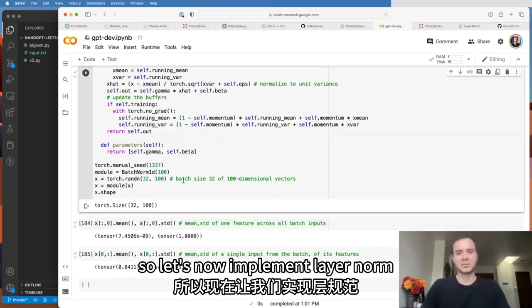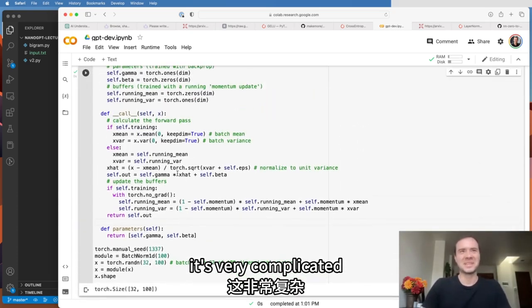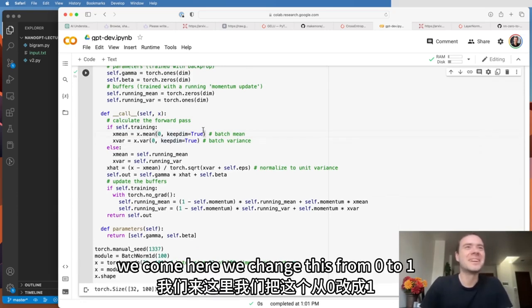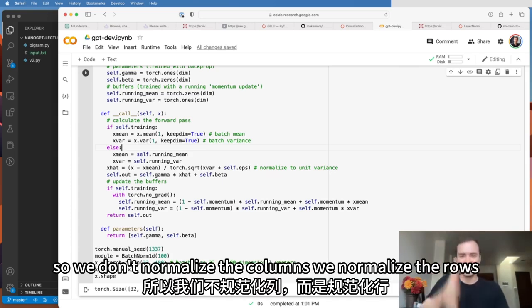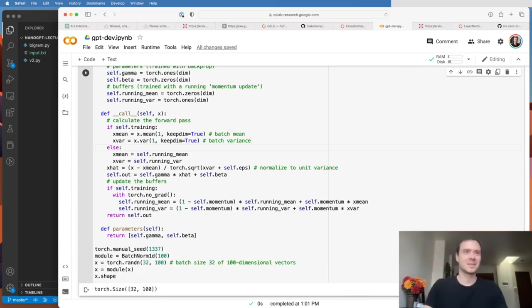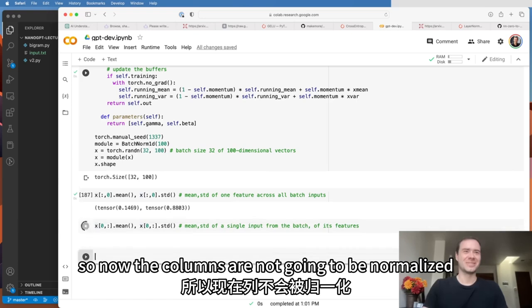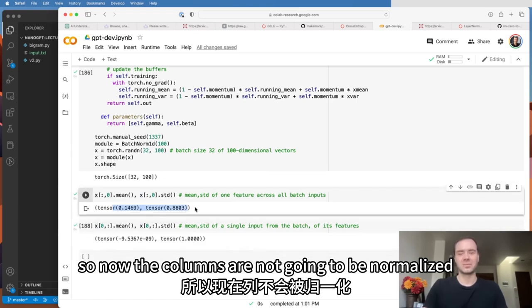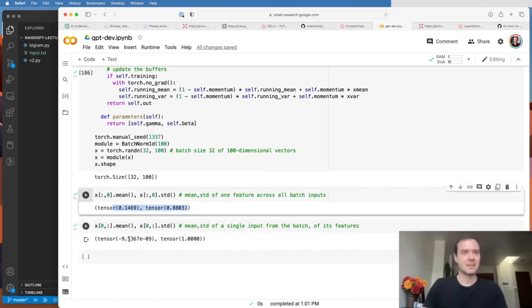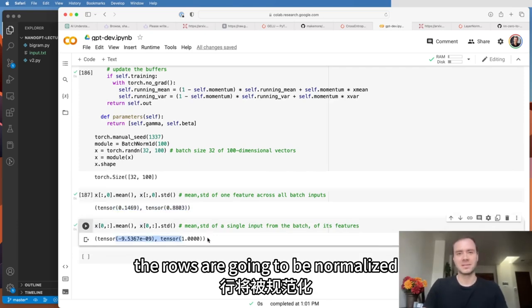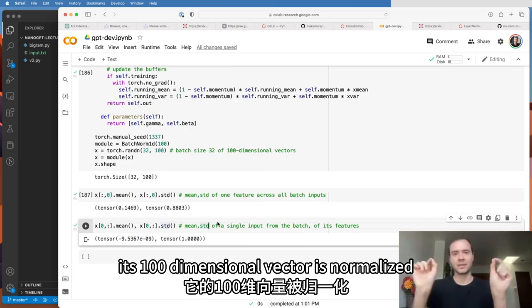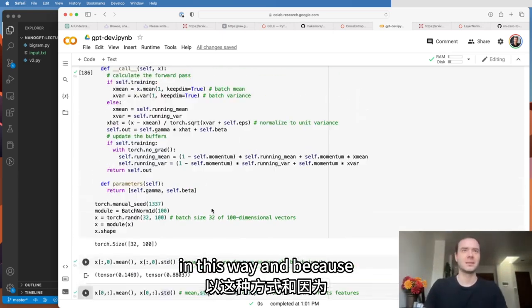So let's now implement layer norm. It's very complicated. Look, we come here, we change this from 0 to 1. So we don't normalize the columns, we normalize the rows. And now we've implemented layer norm. So now the columns are not going to be normalized, but the rows are going to be normalized. For every individual example, its 100-dimensional vector is normalized in this way.